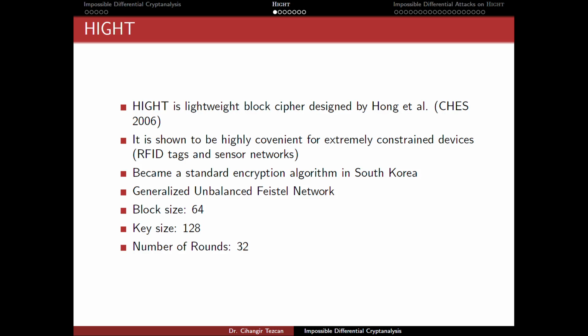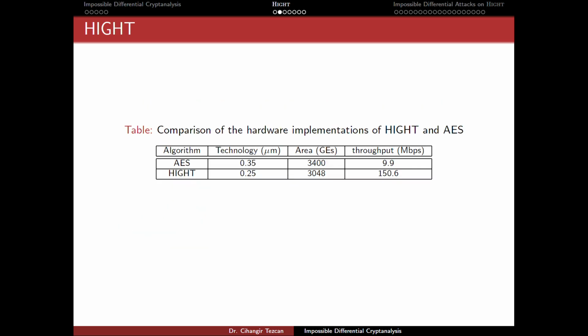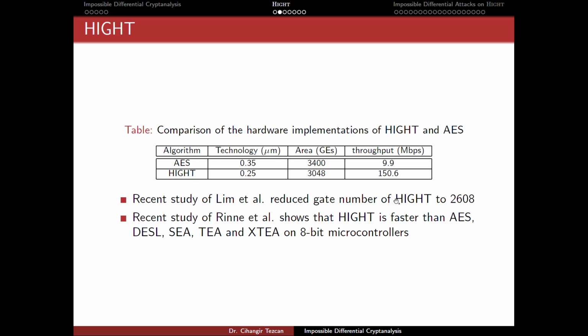number of rounds is 32. In the original paper they provided a comparison, and they showed that they can implement HIGHT with a smaller number of gates than AES. Of course, there are a lot better implementations of AES that require fewer gate equivalents. And in the paper they showed that their throughput is way better than AES. Of course, later on, different studies reduced the number of gate equivalents required to implement HIGHT, but if you perform such an implementation, the throughput would not be as high as 150 megabits per second.